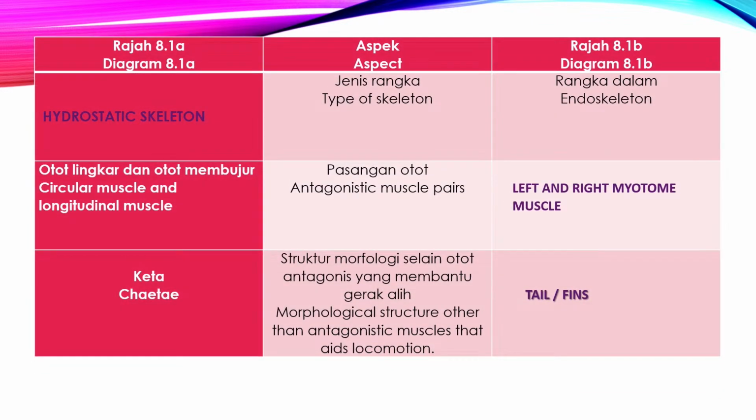Now let's see the answer. The type of skeleton in diagram 8.1a is hydrostatic skeleton. The antagonistic muscle pairs in diagram 8.1b are the left and right myotome muscles. The morphological structure other than antagonistic muscle that aids locomotion is the tail, or you also can use fin.